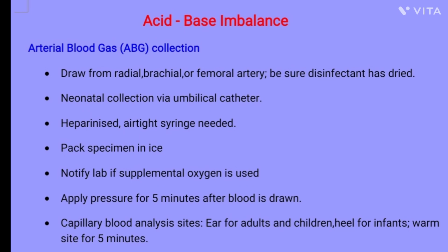Acid-base imbalance. Arterial blood gas (ABG) collection. Draw from the radial, brachial, or femoral artery. Be sure the disinfectant has dried. Neonatal collection is via umbilical catheter.